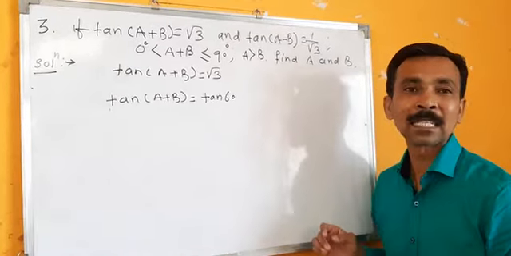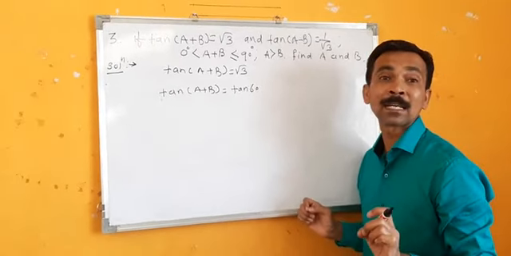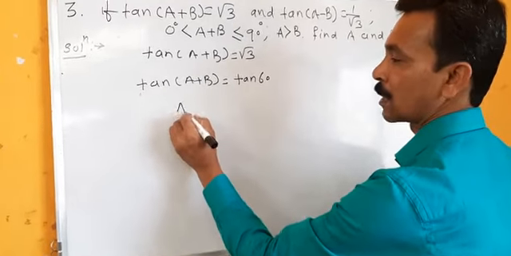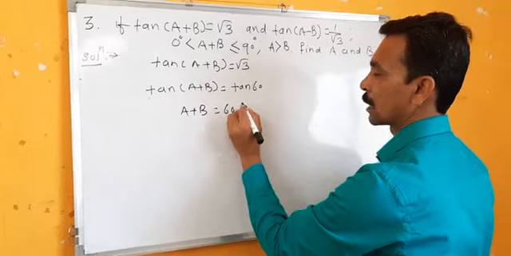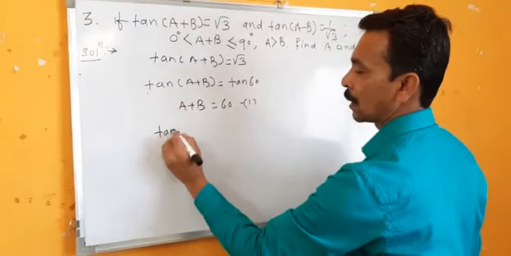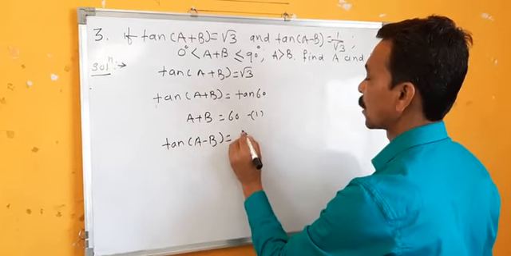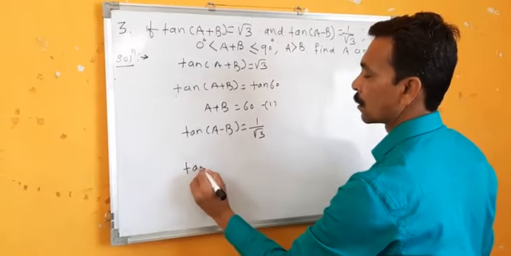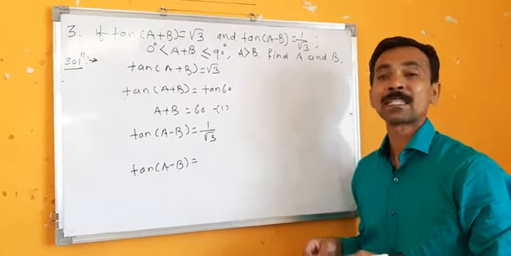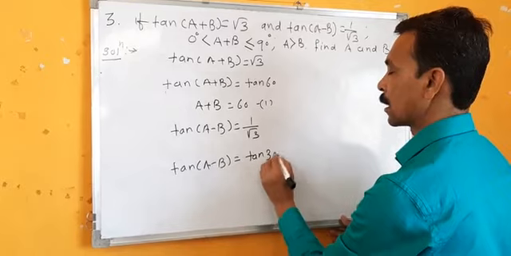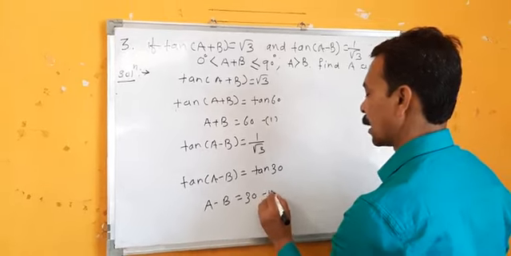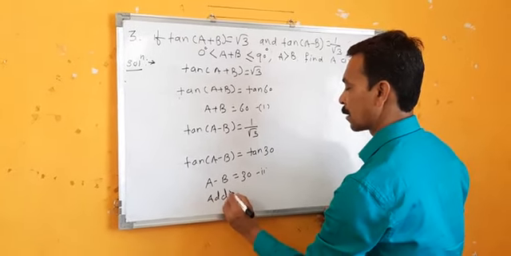Tan gets cancelled, but you don't have to show the cancellation. Keep it in mind in the board exam also. Tan gets cancelled. What is left? A plus b is equal to 60. Equation number 1. Second part is tan of a minus b is equal to 1 by root 3. What is 1 by root 3 in terms of tan? Tan 30. Tan gets cancelled. A minus b is equal to 30. Equation number 2.